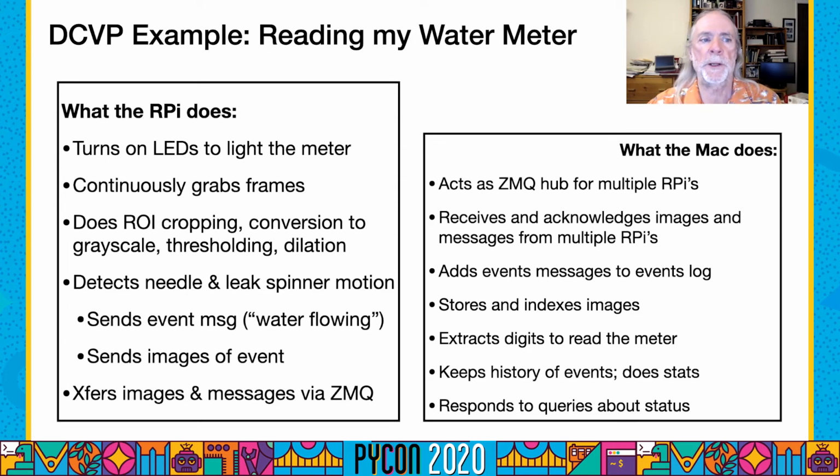It does ROI cropping, converts the frames to grayscale. It does thresholding so it can distinguish where the needle is. Then it detects if either the needle or the smaller needle leak spinner is in motion. And if it is in motion, it sends an event message, water flowing, and sends 4 or 5 frames. What the Mac does, acting as a hub, it receives and acknowledges those images. It adds the event messages to an events log. It stores and indexes the images. And then a separate program, the librarian, extracts digits to read the meter and keeps history of events and responds to queries about status.